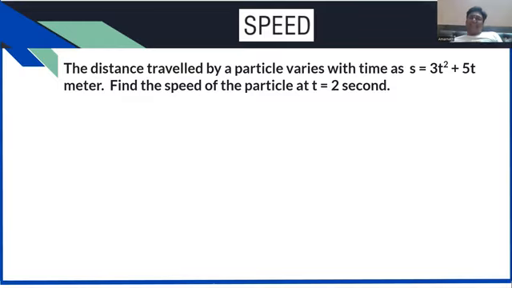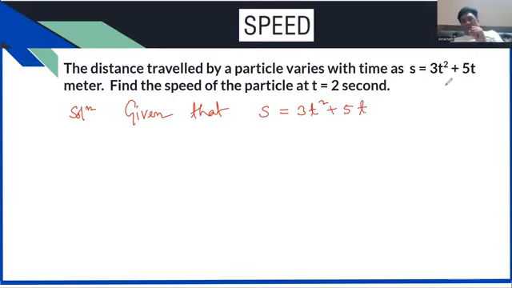The distance traveled by a particle varies with time as s is equal to, s for distance, 3t square plus 5t meter. Okay, t is the time. Find the speed of the particle at t equal to 2 seconds. So you see, first of all, you are given that distance equal to 3t square plus 5 into t.